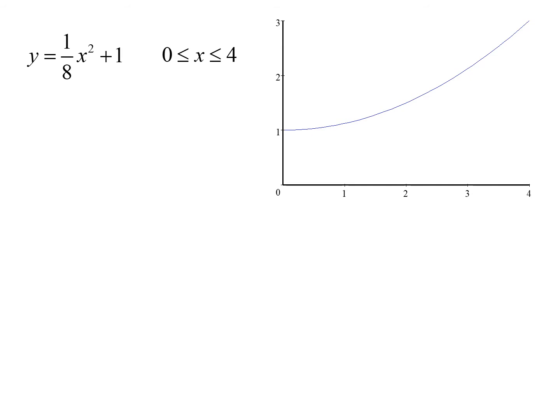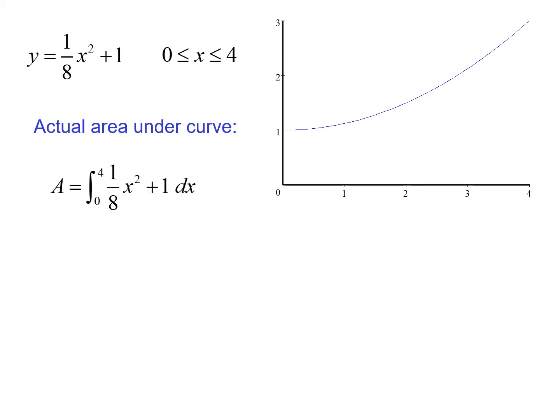Don't write this down, just bear with me for a moment. When we find the actual area under the curve, you can do this on your calculator, and you will learn to do this in the next couple of days. But for now, just take my word. What you want to do is find the antiderivative of this, which would be x cubed over 24 plus x. And we want to evaluate that from 0 to 4. Again, in a couple of days, I will give you more instructions on how to do that. But for now, just trust me that it's 20 over 3.